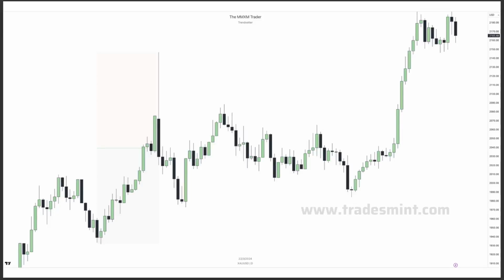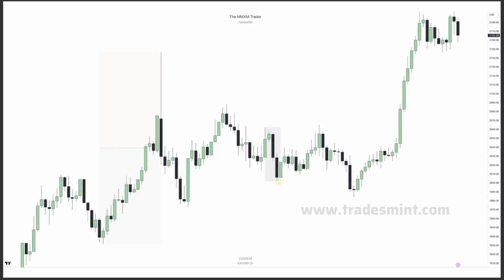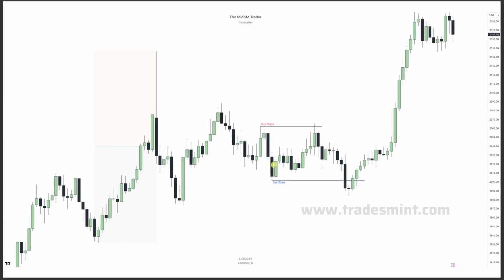What are we going to look for, right? As always, mark out your premium and discount of the range, and specifically we're going to be focusing on this piece of price action over here. What happened in this piece of price action? So if I go to the next slide, we see buy stops and sell stops resting above the high of the range, right?